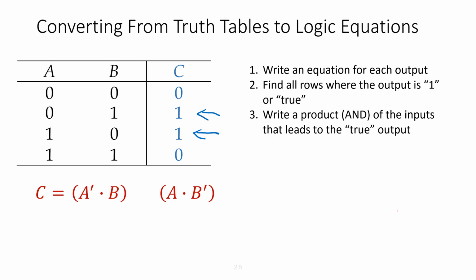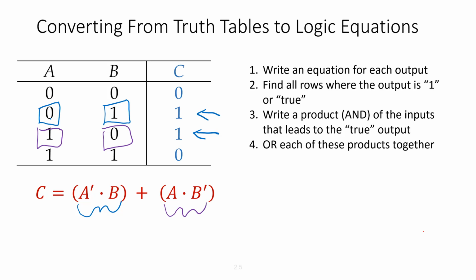The third step is to write the product of the two input cases that lead to these trues. So this first row gives us A naught and B. So that's this operation right here. And then this second row gives us A and B naught. There's a 0 here, so that's why we use the B naught instead of the B.